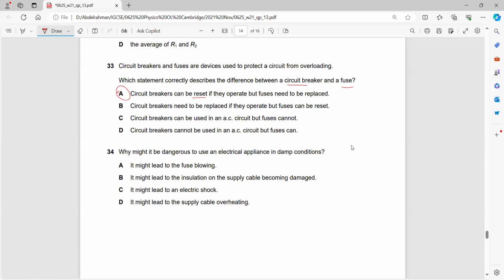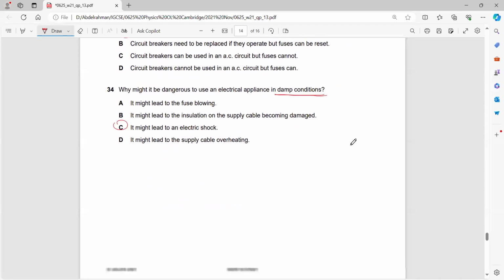Why might it be dangerous to use an electrical appliance in damp conditions, in wet conditions? In damp conditions, this could cause an electric shock. You could get electrocuted.